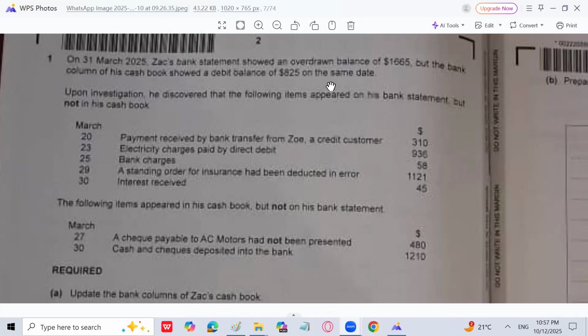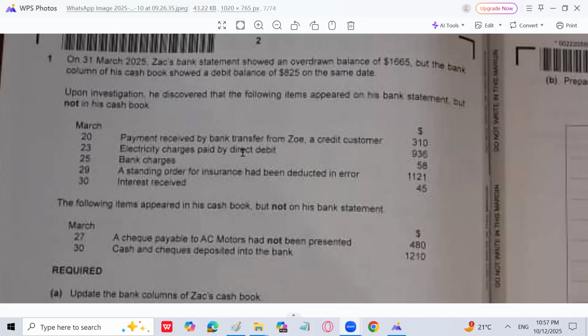Let's start the first question. That is from Cash Book and Bank Reconciliation Statement. Let's read this. On 31st March 2025, Zach's bank statement showed an overdrawn balance of 1665, but the bank column of his cash book showed a debit balance of 825 on the same date. Upon investigation, he discovered the following items appeared on the bank statement, but not in the cash book. So these are recorded in the bank statement, but not in the cash book. Obviously, they are receipts and payments.